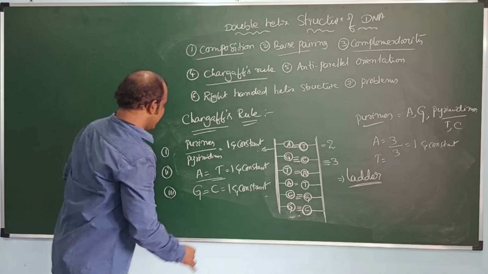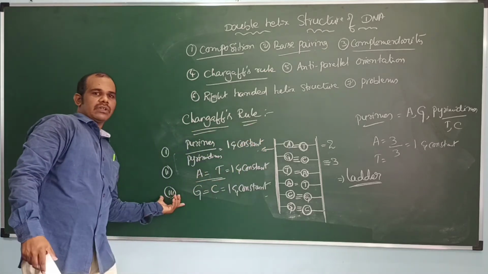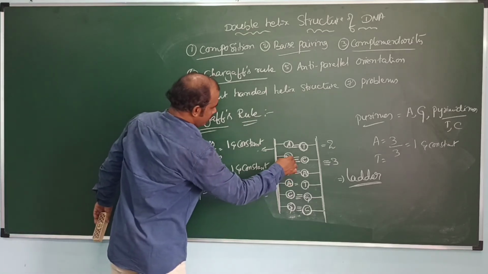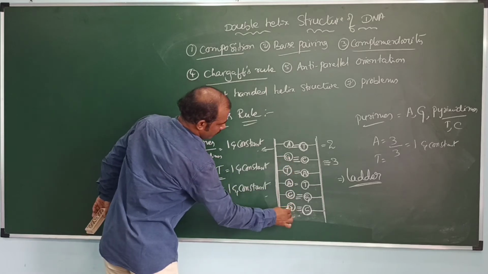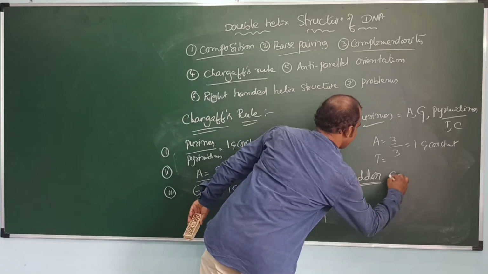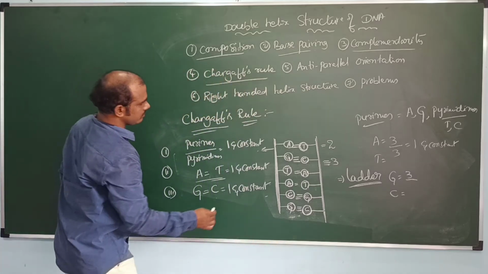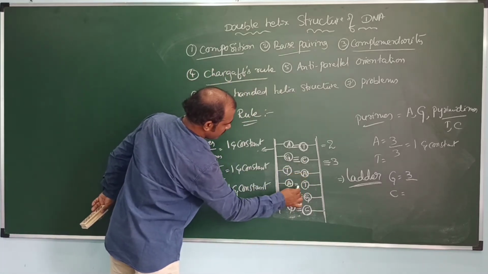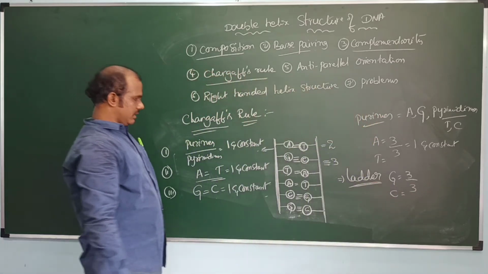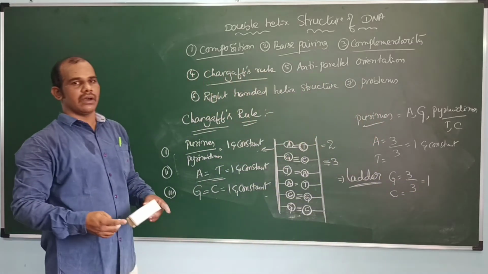Now let us count the guanine and cytosine. According to Chargaff's rule, guanine is also equal to cytosine. How many guanines are there? 1, 2, 3. Only 3 guanines are present. Now let us count cytosine: 1, 2, 3. So cytosine is also 3. Thus the ratio between them is also 1 and constant.